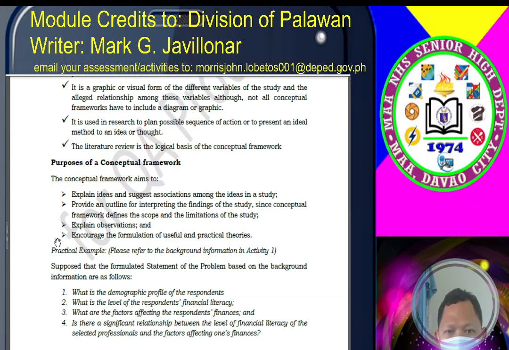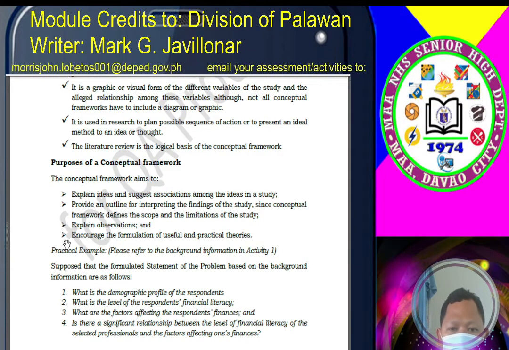Okay, next, it provides an outline for interpreting the findings of the study, since a conceptual framework defines the scope and limitation of the study. Next, it explains observations and encourages the formulation of useful and practical theories.